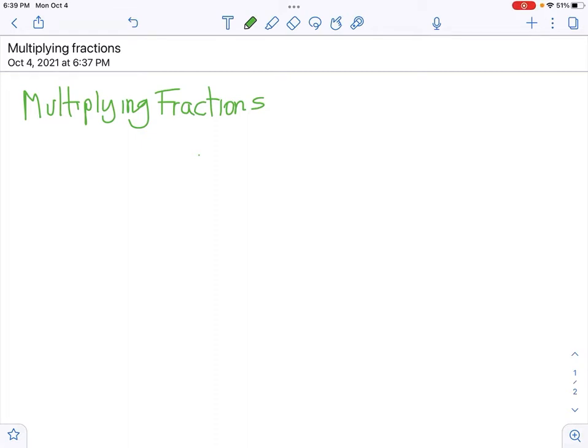So this video is on multiplying fractions, and the first thing I want to look at is something like 1/2 times 8. And I want to just talk about how to read this. When you see the word times, you're saying 1/2 of 8, right? So 1/2 times 8 is the same as 1/2 of 8. And you probably in your head know 1/2 of 8 is 4, right?